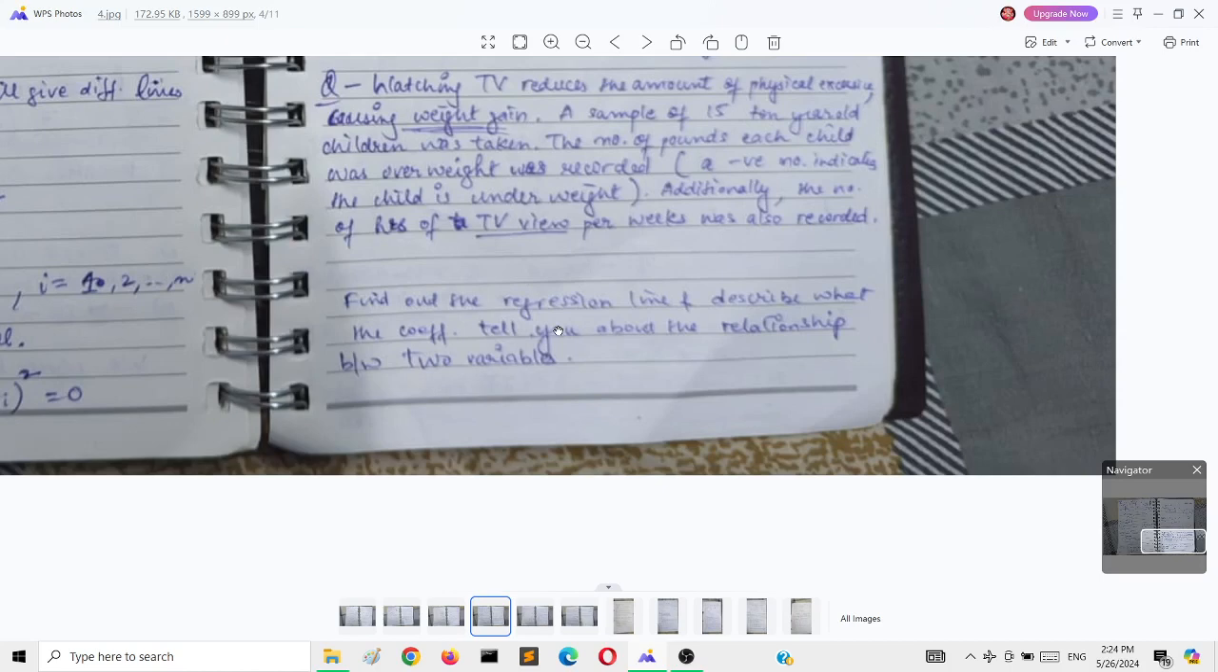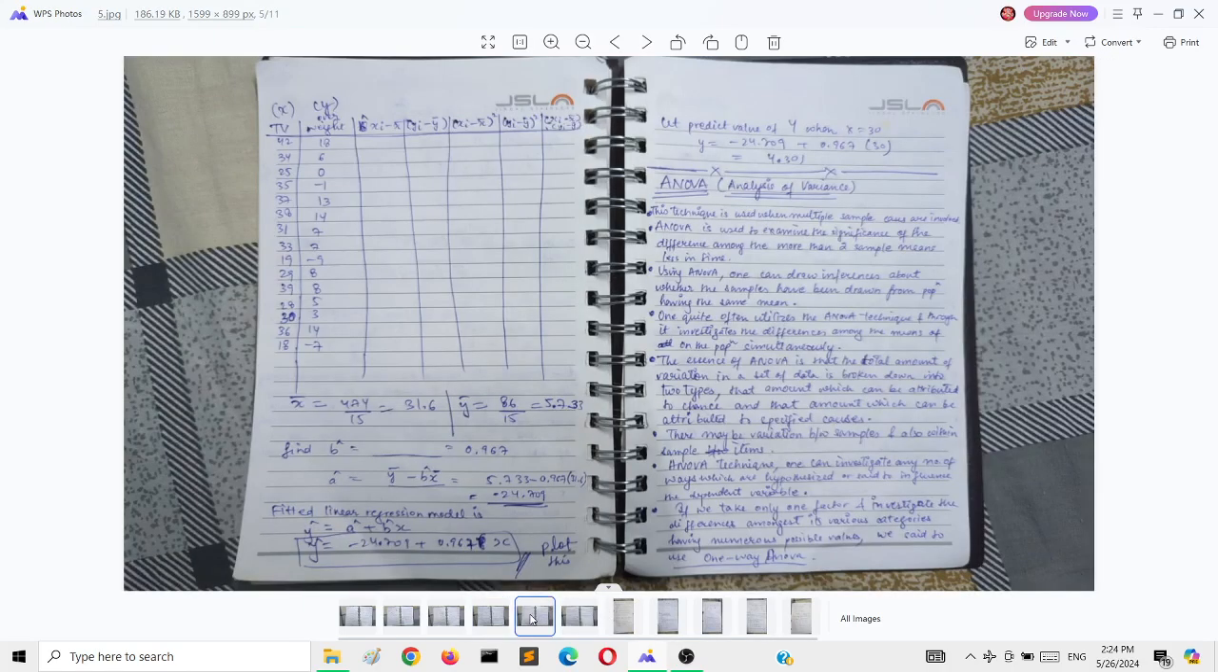Find the regression line and describe what the coefficient tells you about the relationship between the two variables. You need to find the particular regression line, and tell how much TV watching relates to how much the weight is increasing. That's what you are supposed to tell.